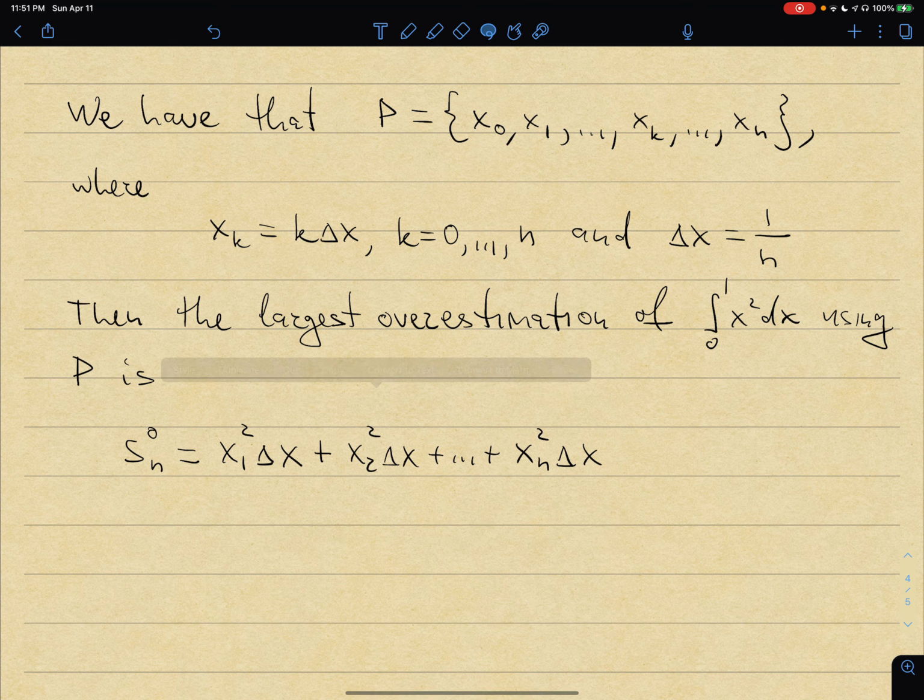All right. And I can express this by using sigma notation. So this is a sum k from 1 to n of what? xk squared times delta x. Okay, so that's the largest overestimation.